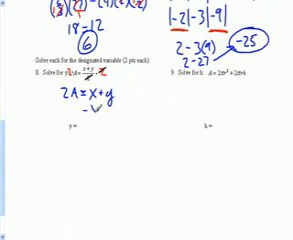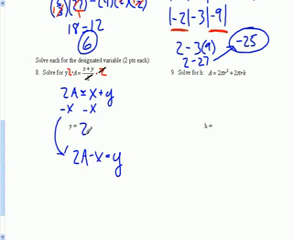And now I need to solve for y, so I'm going to subtract the x from each side. So I end up with, let me rewrite it down here. That's going to be 2a minus x equals y. So right here, y equals 2a minus x. Okay? And that's all there is to it.